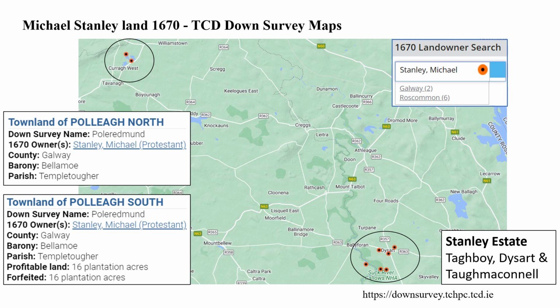In the meantime, Packlin and Palia South, again, his lineage goes all the way back, and they've been in Palia South as far as the family can remember. So both of those lineages branch off in the mid-17th century according to Y-DNA, and both are in townlands that were granted to Michael Stanley, 35 kilometres away from his main estate in Taboy, Dysart, or Top McConnell.